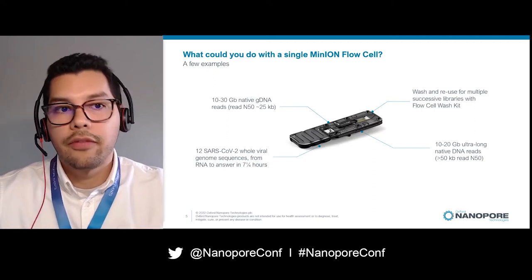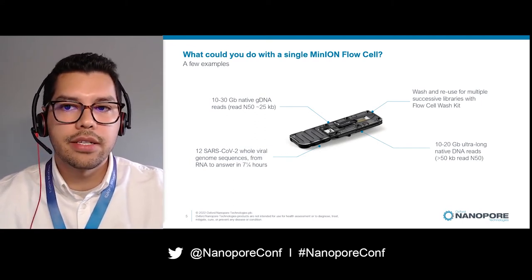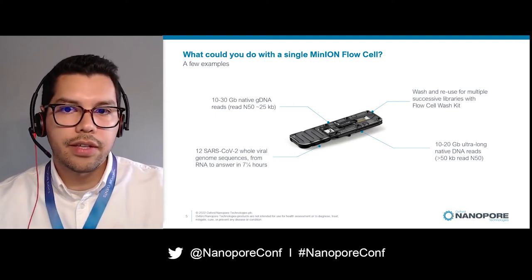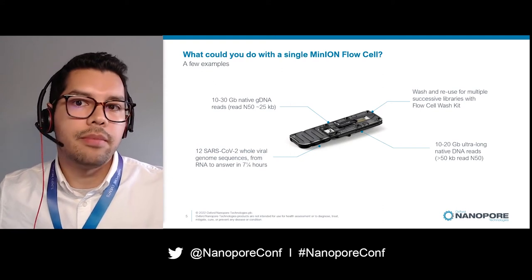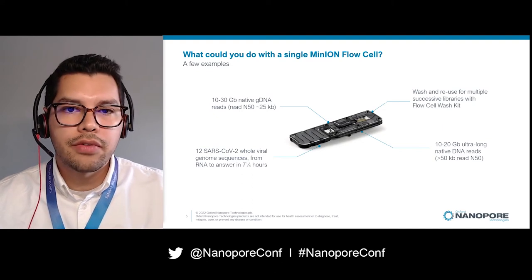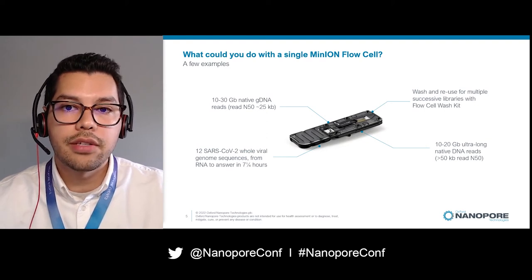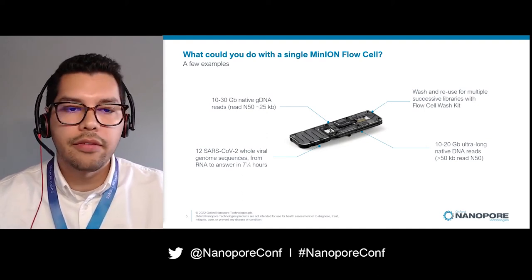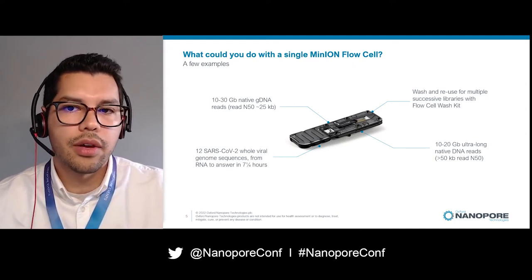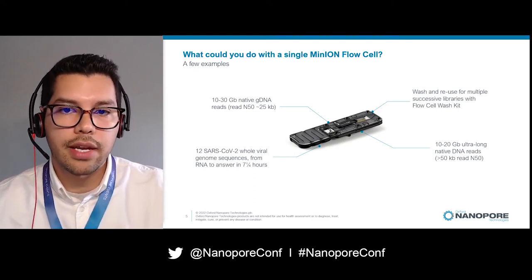On a MinION flow cell with 512 pores, this corresponds to 10 to 20 gigabases of ultra-long reads. So these are reads with read N50s above 50 kilobases and can go up into several megabases in length as individual reads. For more medium-sized reads of about 25 kilobases, you can routinely generate 10 to 30 gigabases of total data. And if you're interested in sequencing SARS-CoV-2, that's equivalent to about 12 full-length viral genomes from RNA to answer in under 8 hours.